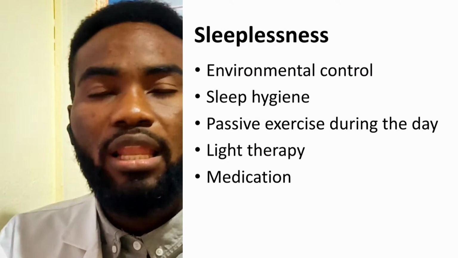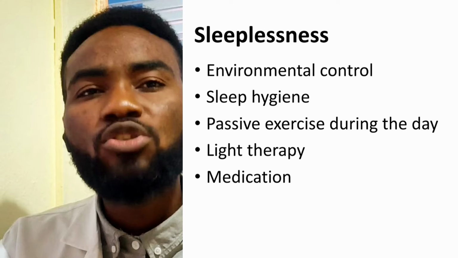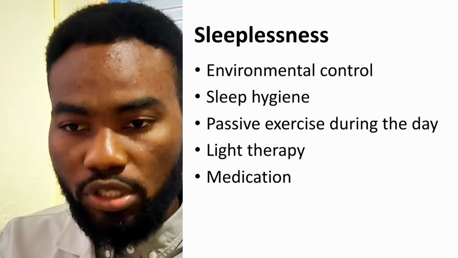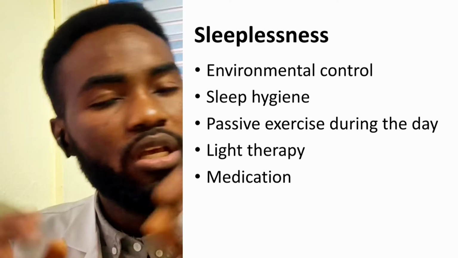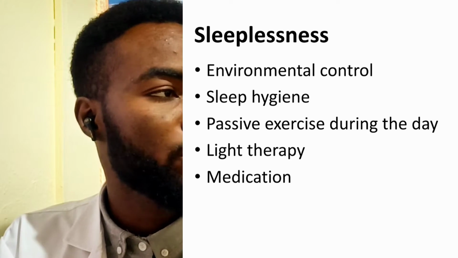Sleeplessness: environmental control. If the room is too cold, make it warm. If the room is too warm, make it cool. You want to adjust the beddings of the patient. You want to make sure the patient has lights out, what we call sleep hygiene. What that means is if the patient is on the bed, you must make sure that every other light is out, the room is controlled, the sound is controlled, there's no noise, and there are no mosquitoes and insects that will disturb the patient. These things will improve the sleep of the patient.